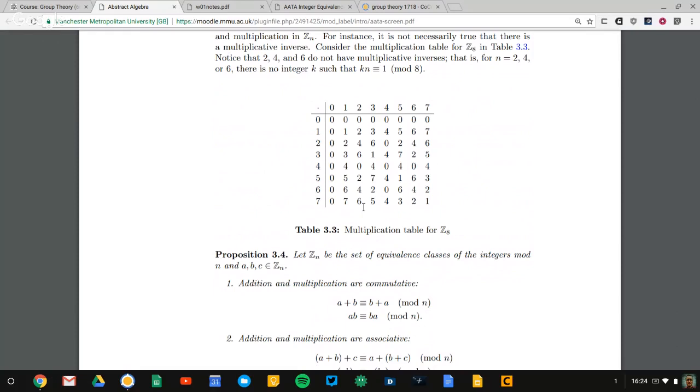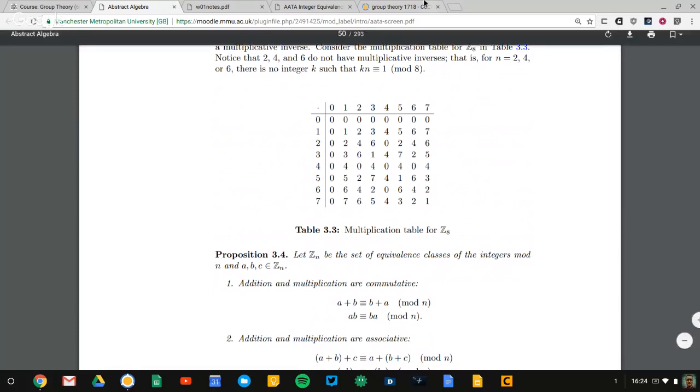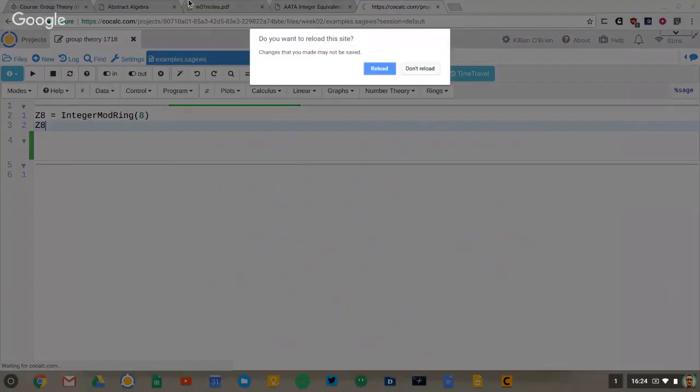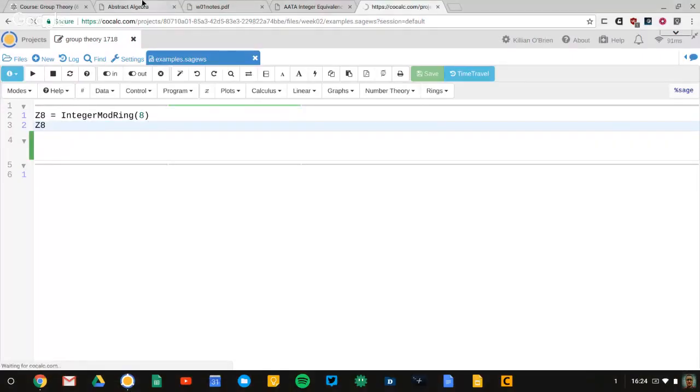Let's see if our CoCalc has woken up. That's quite disappointing. Maybe I'll try reloading the whole thing. Anyway, we'll push on.